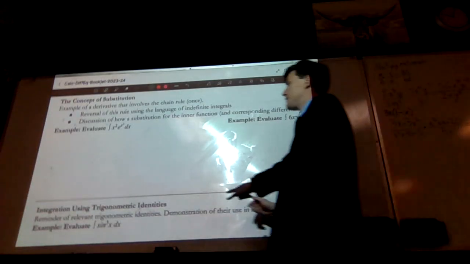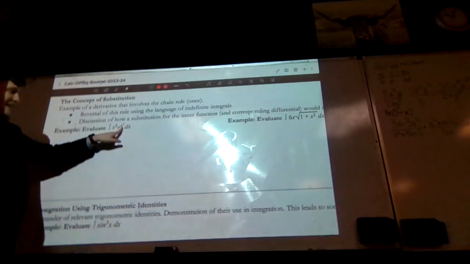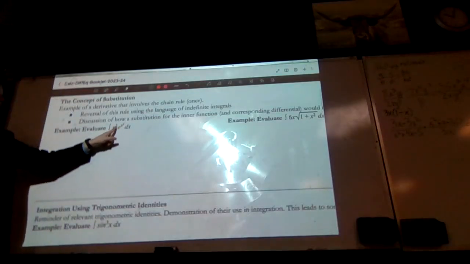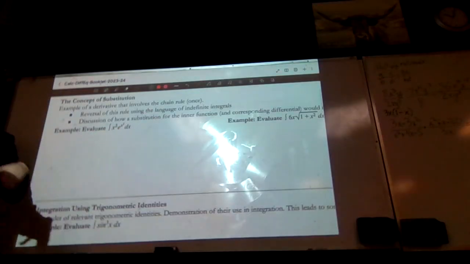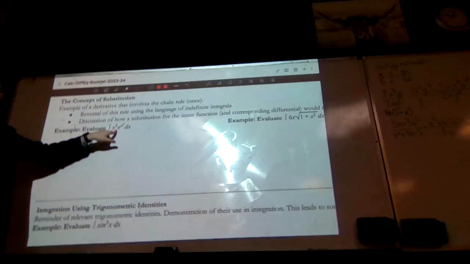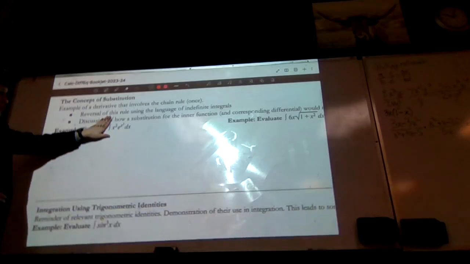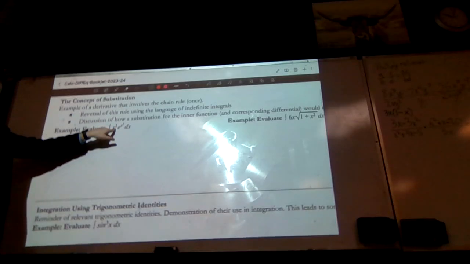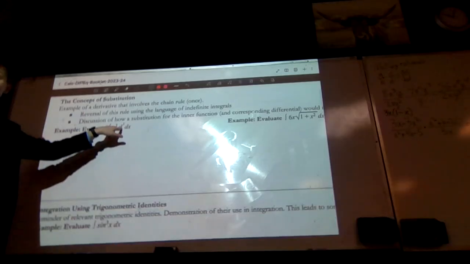Let's look here. I have on the inside an x cubed, on the outside an x squared. Thinking about it with the chain rule, where did the x squared come from? Imagine that you were trying to figure out what the antiderivative is. Where would the x squared come from with the chain rule? How do we get x squared? X cubed over 3. Yes, exactly.